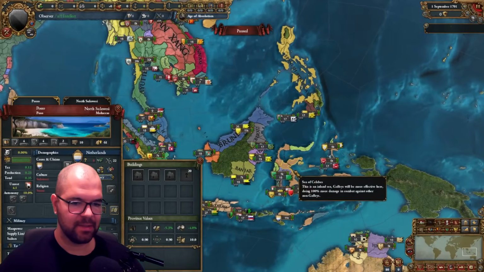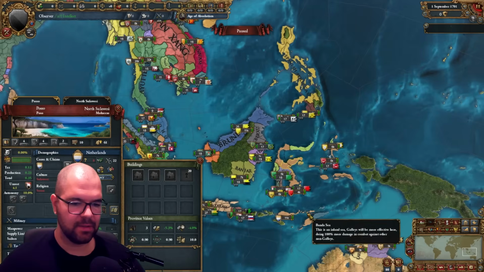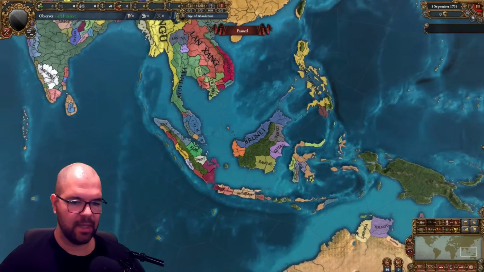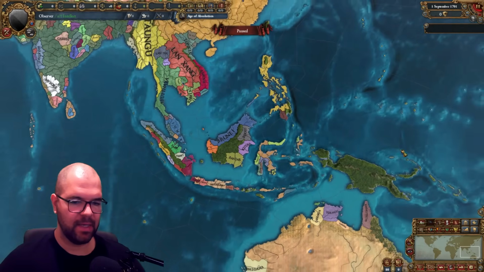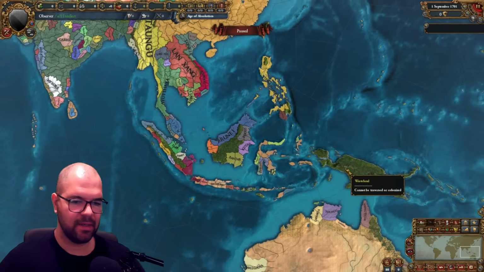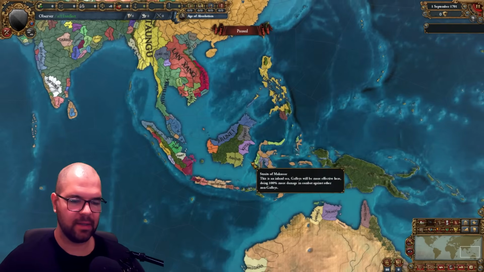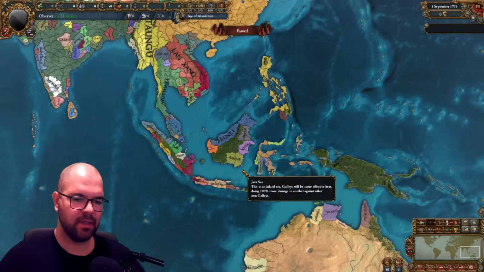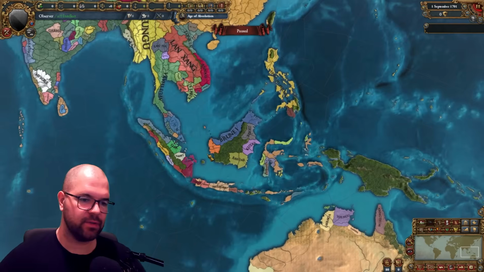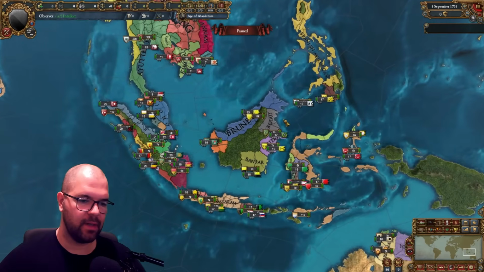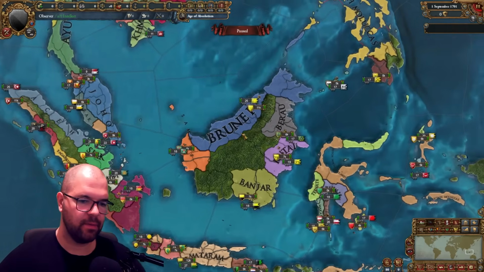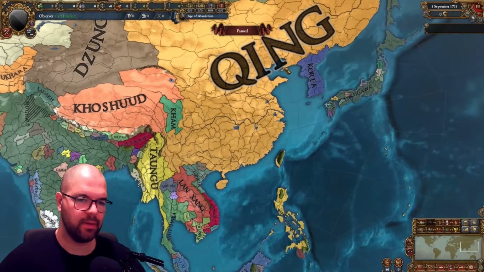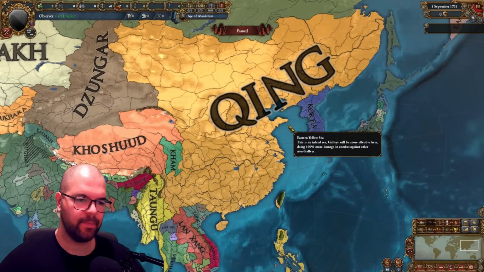Here we have the Netherlands, all colonized by the Dutch, and it's current day Indonesia. So the history with Indonesia and the Netherlands is extremely long and difficult, with the Moluccas and Indonesians and the Dutch, of course. And here we still have Brunei, Banjar, and some other independent nations still.